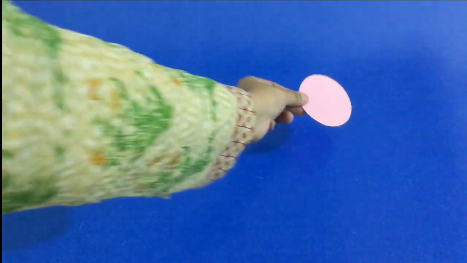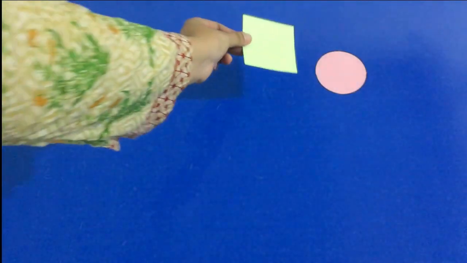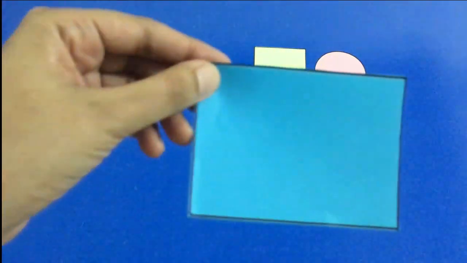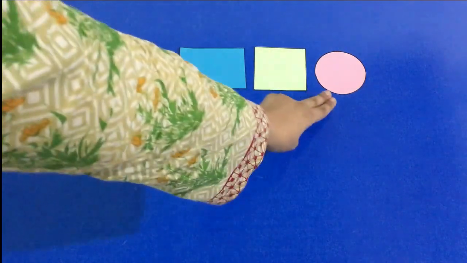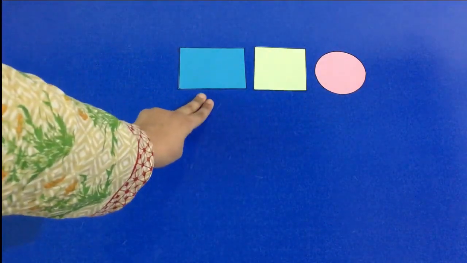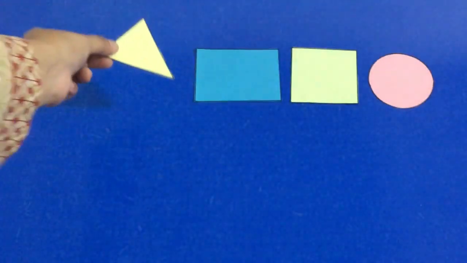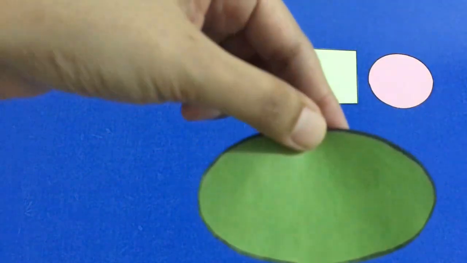This is circle. This one is square. Circle, square. This is rectangle. Circle, square, rectangle. This is triangle. And this one is oval.